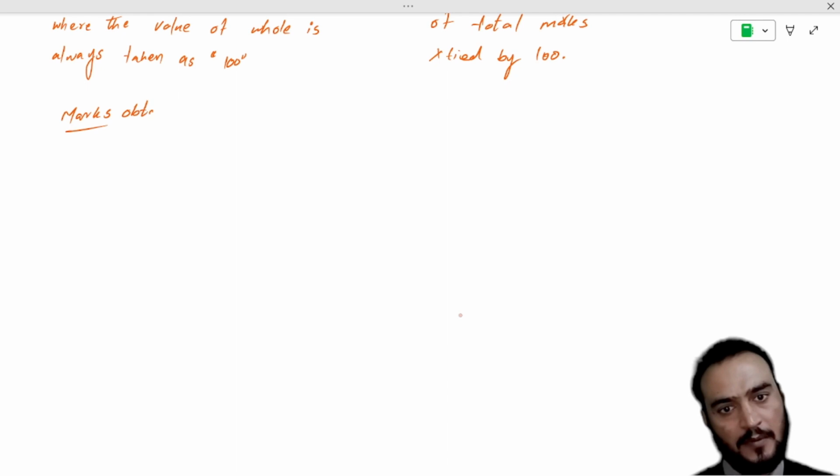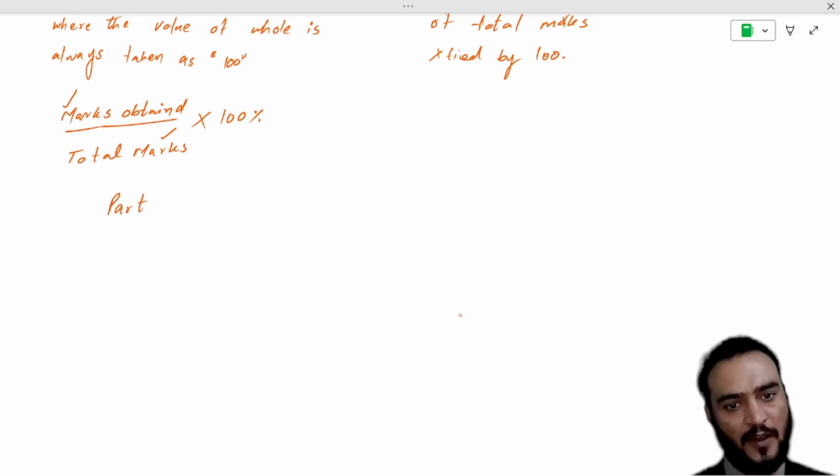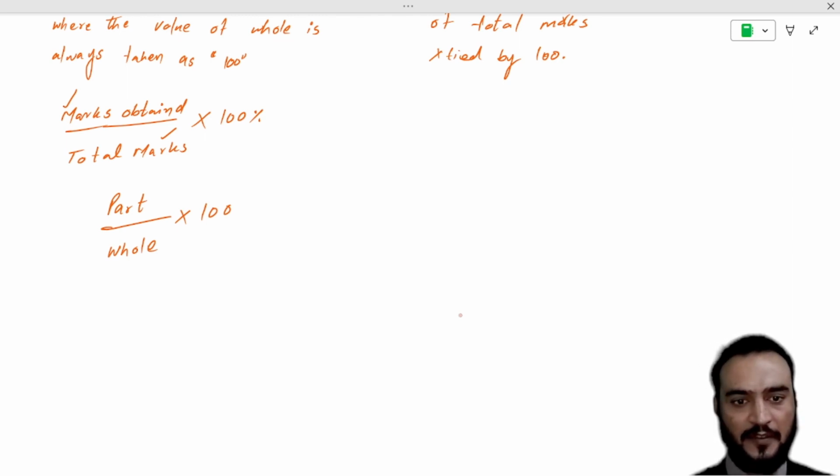marks obtained divided by total marks multiplied by 100%. So this is the way the percentage can be calculated. Marks obtained can be considered as a part and the total marks are considered as the whole. So part divided by whole multiplied by 100 is the formula for the percentage. So part of a quantity divided by whole quantity multiplied by 100 is the percentage. So this is the way to find the percentage.